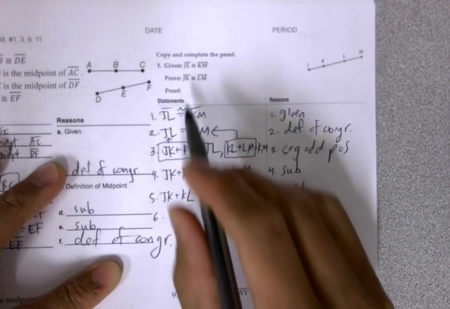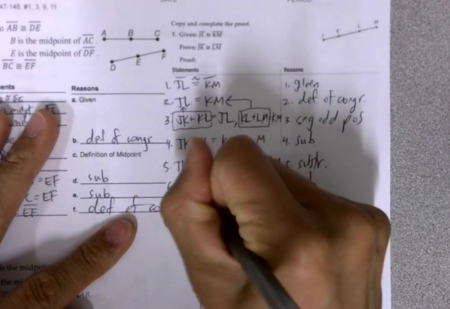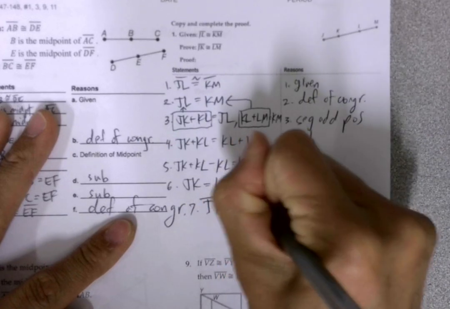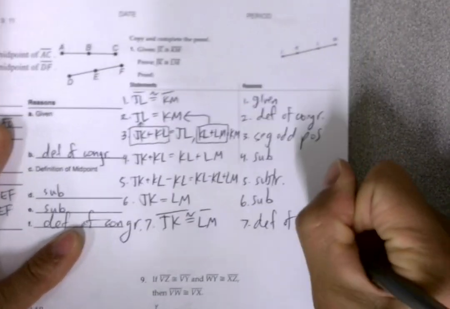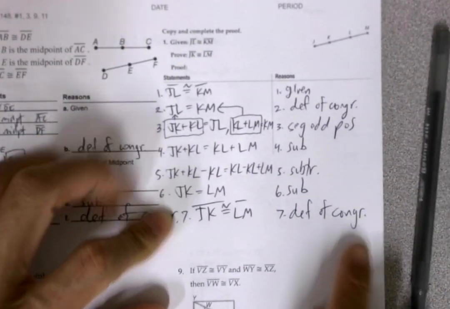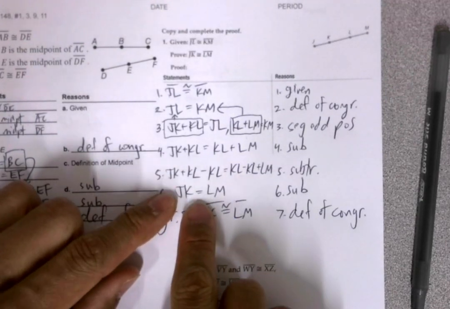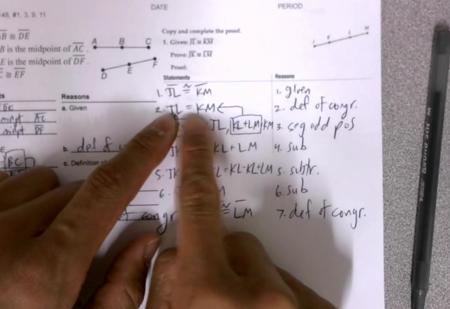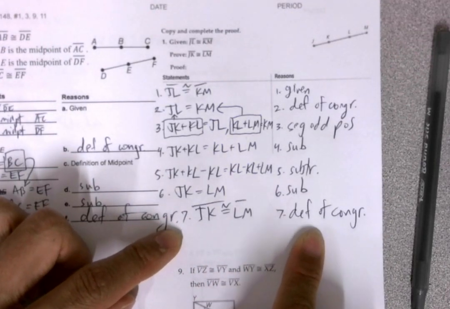Now we don't want it to be an equal sign, we want it to be congruent, because that's what the proof is. So I'm going to say step 7 is line segment JK congruent to line segment LM. Step 7 is def of congruence. Def of congruence lets you go from equals to the congruency sign, or from the congruency sign back to equals. We did congruency to equals, def of congruence. We did equals to congruency, that's def of congruence. And we are now done.